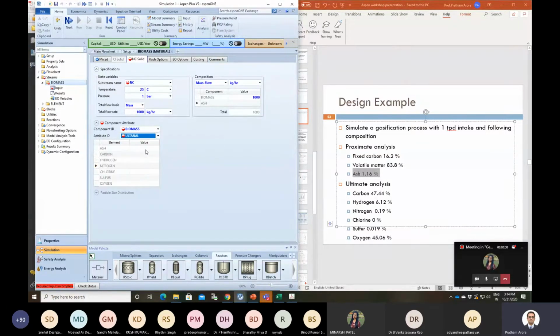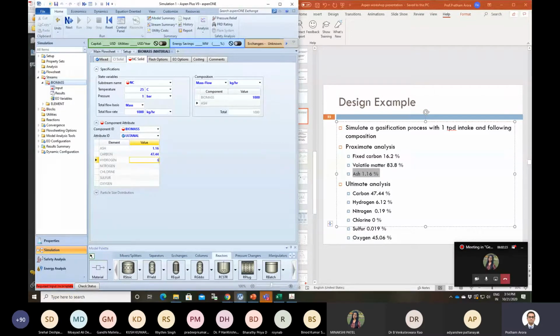So now comes the proximate or ultimate analysis. Again, it's important that the amount of ash that you put in the proximate and ultimate analysis is the same, else you might end up getting errors. So the ash amount remains constant, 1.16. The next thing would be carbon, which would be 47.44.